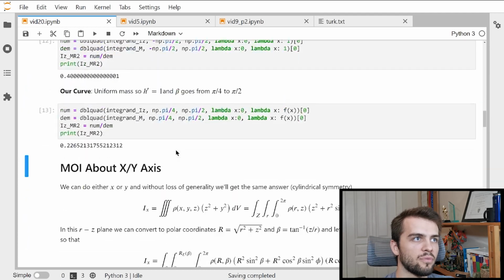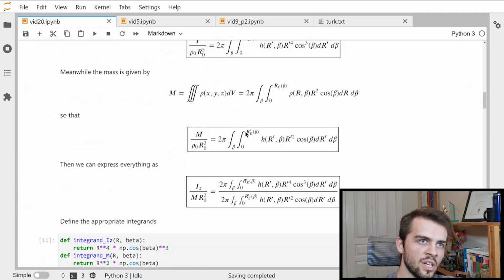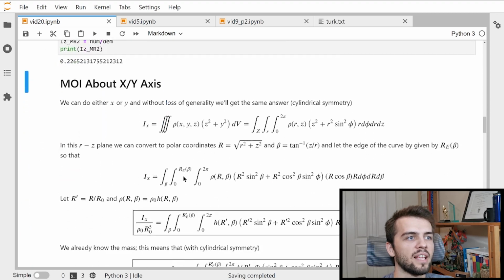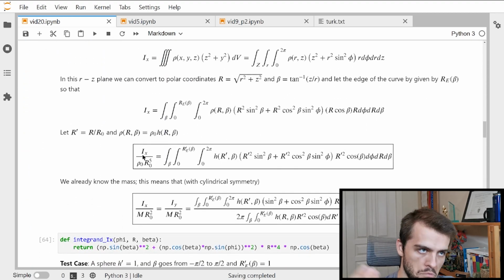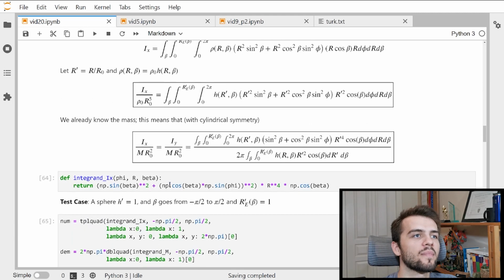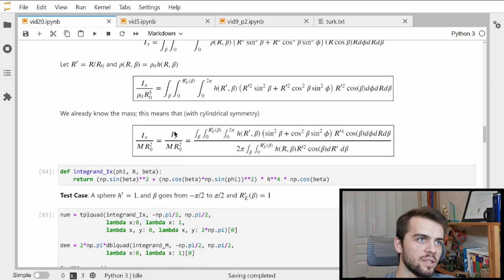I found the formula for the mass up here. It's just this expression here. And like before, I divide this by the mass term. And I know that Ix is equal to Iy as well. And so Ix over m r naught squared is equal to Iy over m r naught squared. And it's this formula here divided by that integral that I found above for the mass, right?